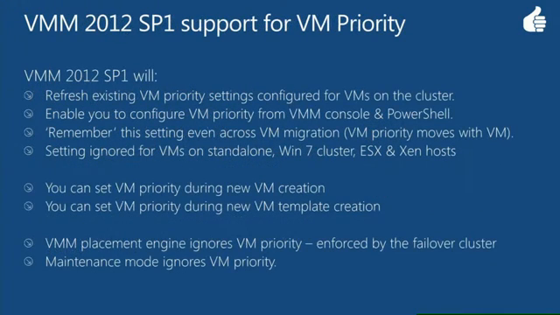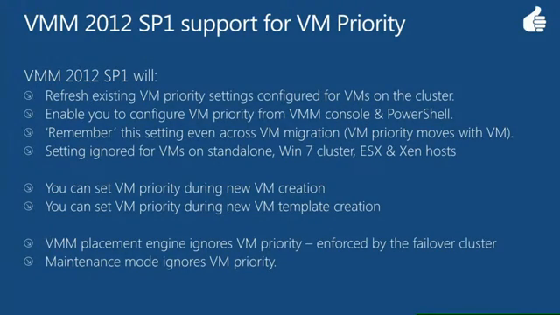So VMM 2012 supports VM priority natively. What that means is that you can refresh the VM priority settings. If you were to go to the failover cluster and configure those, VMM is going to refresh those in and then respect those VM priority settings. VMM will remember that setting even if you move the VM across clusters. So if you had a VM which was sitting on cluster A and now you live migrate it out to cluster B, VMM will remember that that VM was high priority. So you don't have to go back and fix it up once you do a live migration. That setting goes along with the VM and it persists.